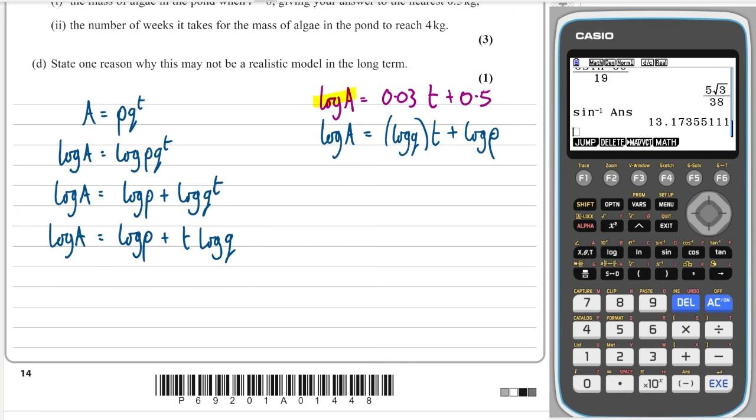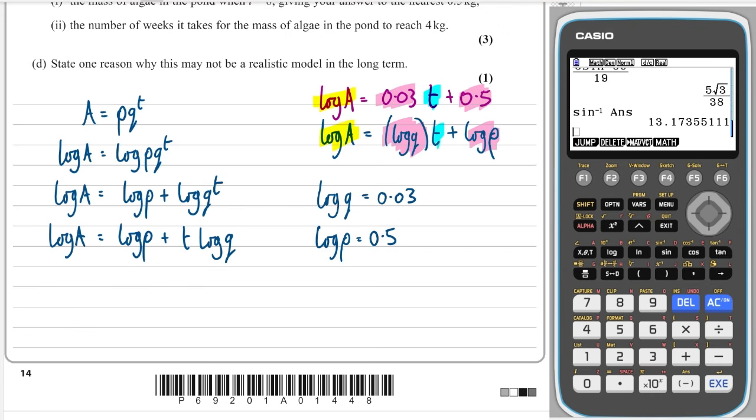So we have the variables log A and log A, that's perfect. We have the variables T and T. And that tells me that 0.03 and log Q must be equal. So I can say that log Q is equal to 0.03. And I can also tell that 0.5 must equal log P. So log P is equal to 0.5.